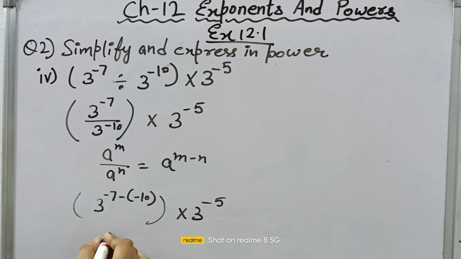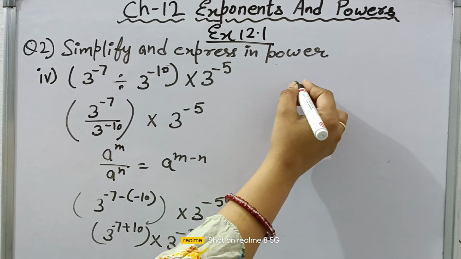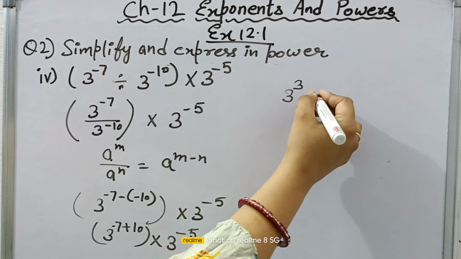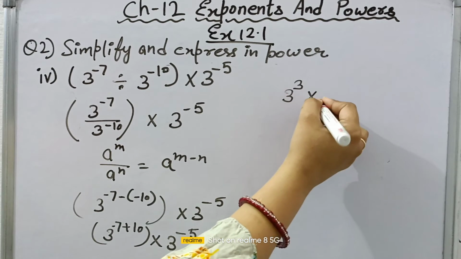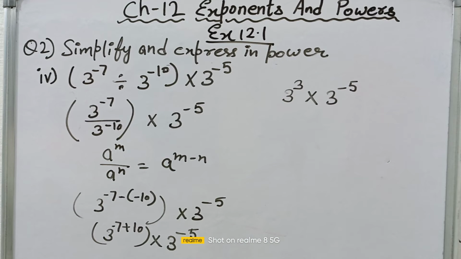Now you can see here it becomes minus 7 minus minus 10, which is minus 7 plus 10, multiplied by 3 raised to the power minus 5. Now after solving this we get 3 raised to the power 3 because when you simplify minus 7 plus 10 you will get plus 3. Now bracket is solved, so we will not put brackets here. Multiply 3 raised to the power minus 5.